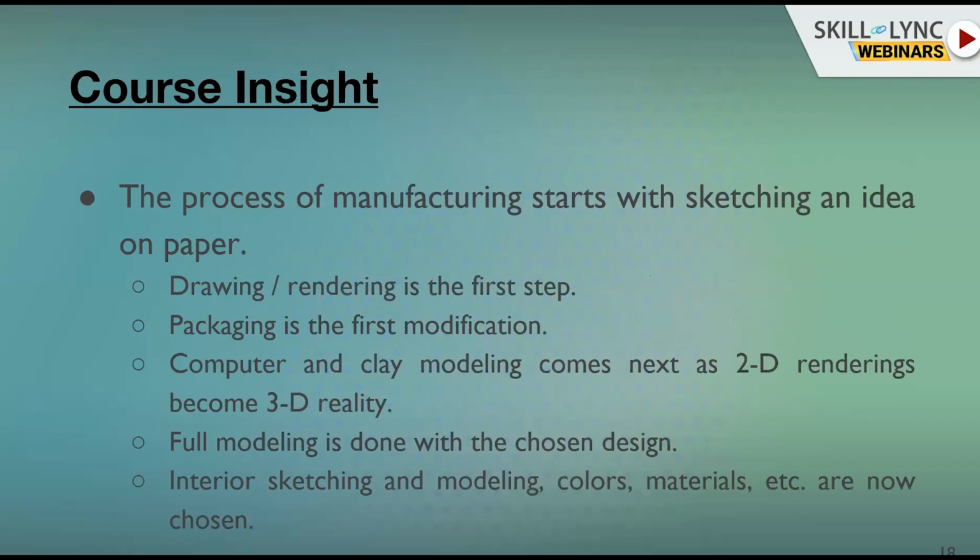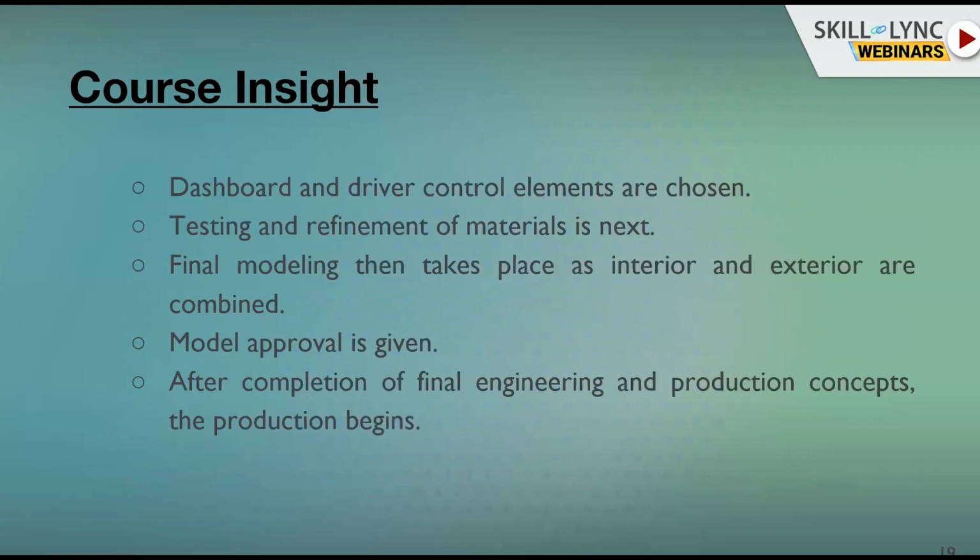Now, where does it actually start? First step is the idea. Now we do a drawing, we do a render, then we come to a package on which a designer will start his drawing, sketching, and then, as we have already discussed, we go to the physical model, then the 3D model. Then, if the design is chosen, it's the job of a color and trim designer to choose all the materials, and then what elements are going to be there, the testing and refinement. So it's an overall process of what happens in the industry.